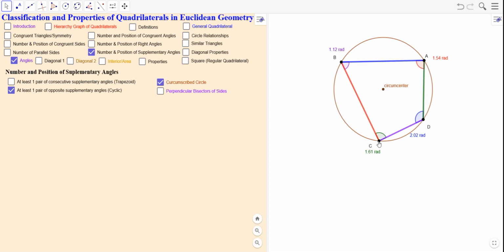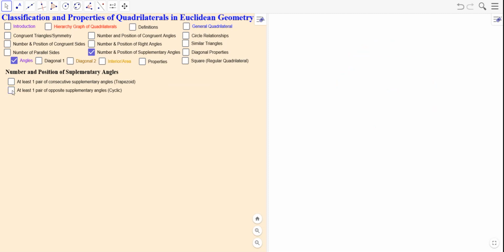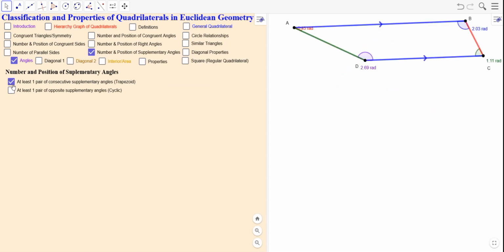If they turn out to be supplementary and opposite, they have to be cyclic. And if it turns out to be supplementary and consecutive, it has to be a trapezoid. Let's talk about this one first.